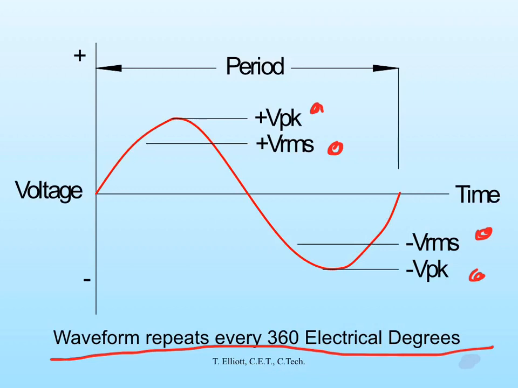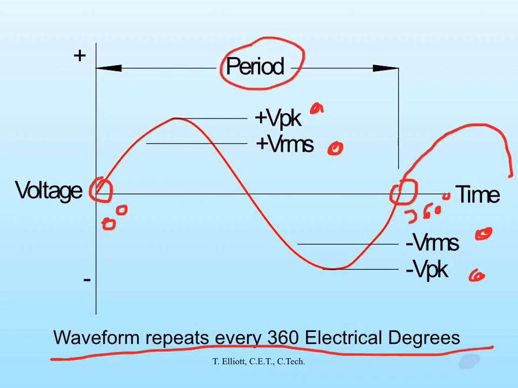If that point would be 0, then that point again repeats over here. So in actual fact, the next cycle of the sine wave is going to go like this. So this would be 360 degrees, and that's one period or cycle.